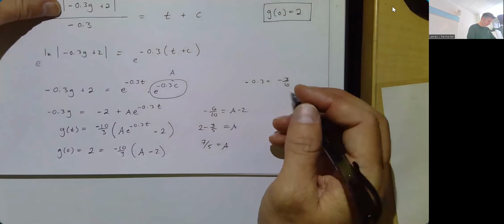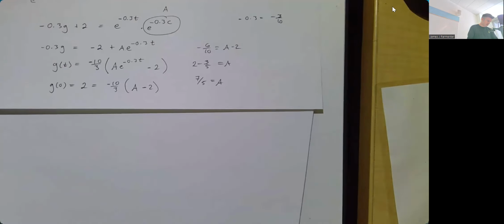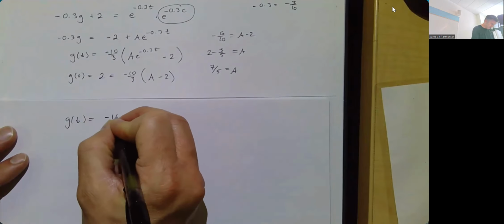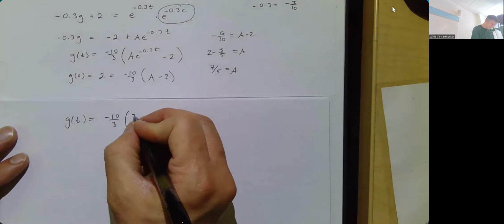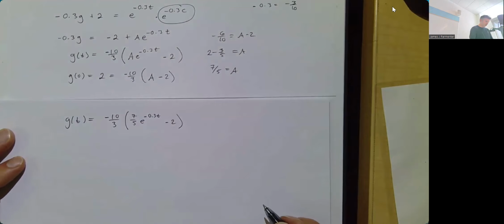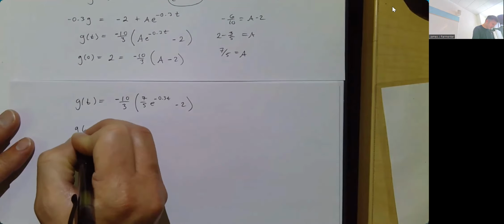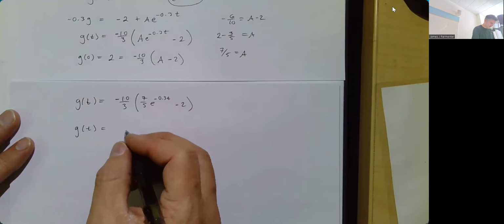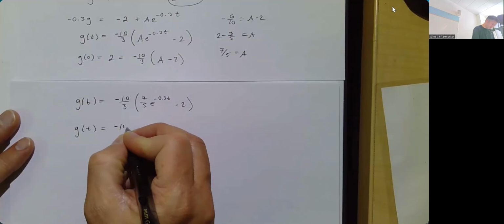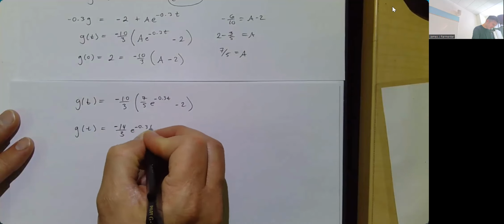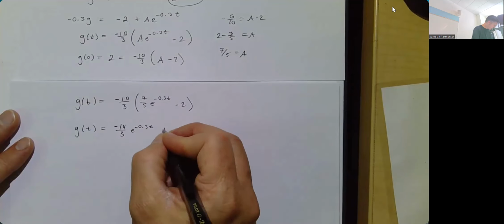So our solution here is that g of t is equal to negative 10/3 times 7/5 e to the negative 0.3 t minus 2. Or if you prefer to distribute the negative 10/3, g of t is equal to negative 14 thirds e to the negative 0.3 t plus 20 thirds.